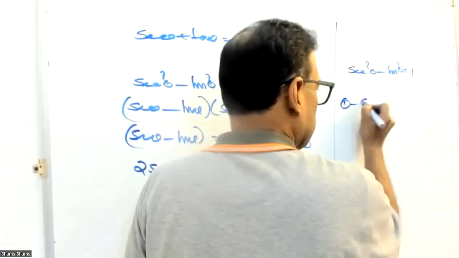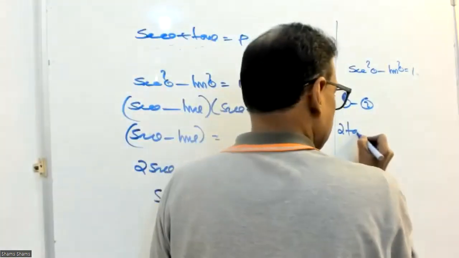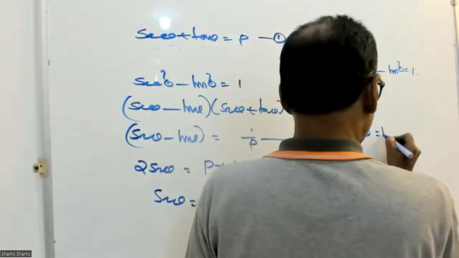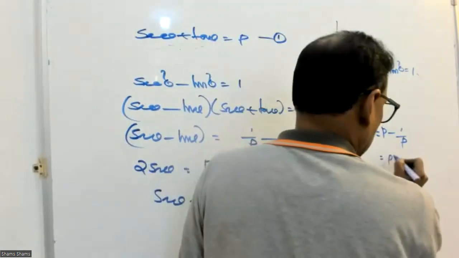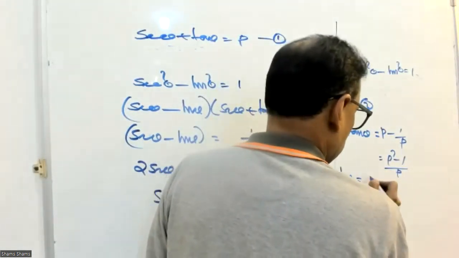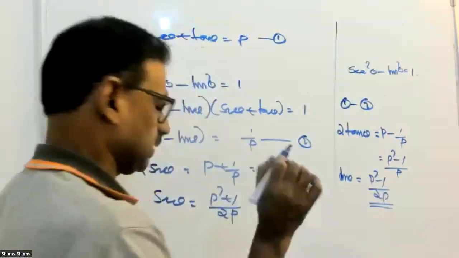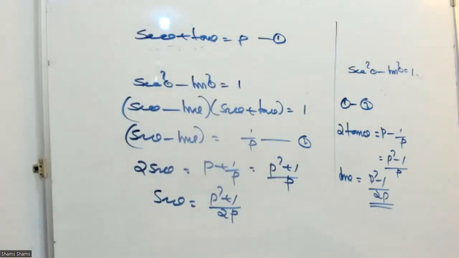Or subtract 2 from 1, what happened? Tan theta plus tan theta, 2 tan theta equals P minus 1 by P, right? So that is (P square minus 1) by P. Tan theta equals (P square minus 1) by 2P. We got tan theta, and now we need sin theta. How to find sin theta now?